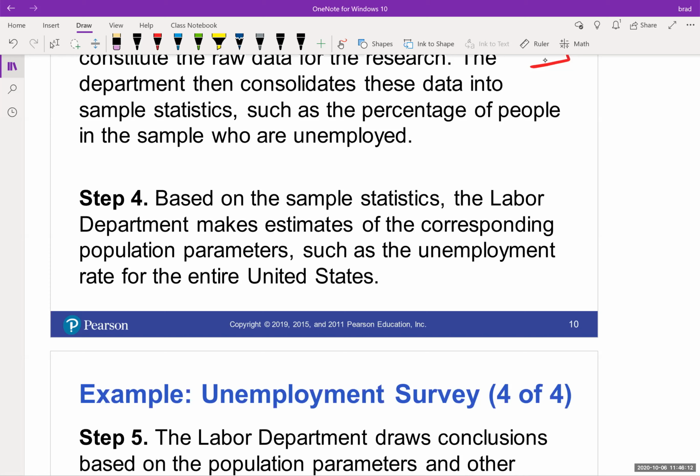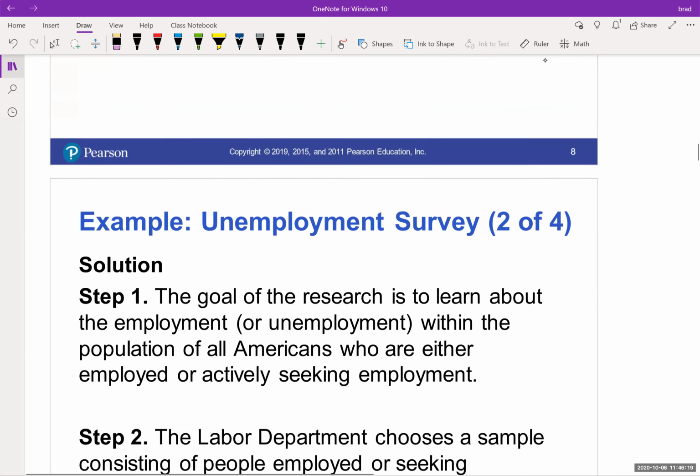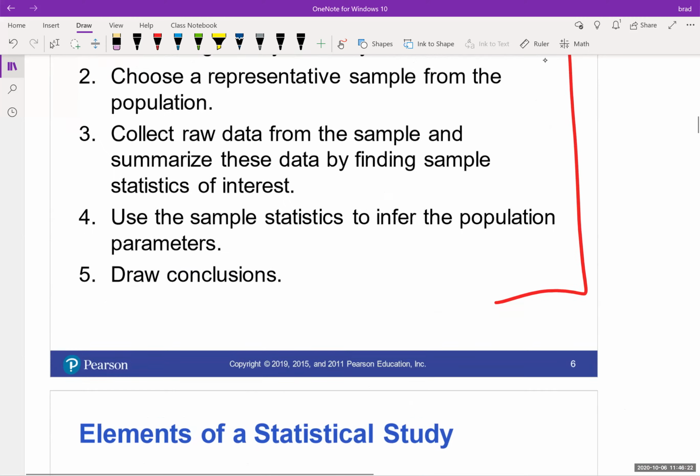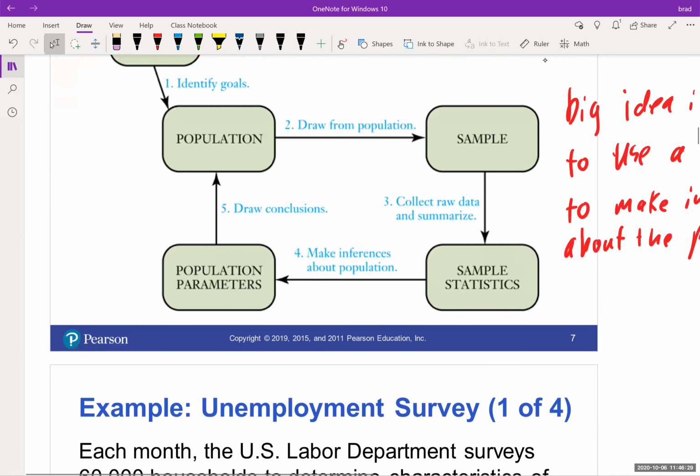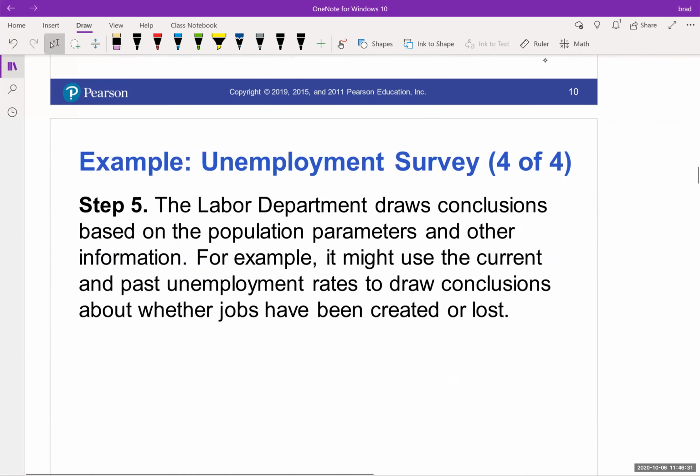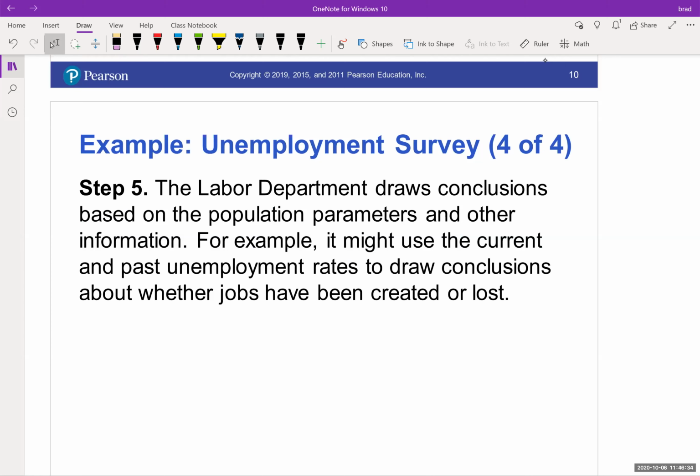But basically, in step 4, this is where we're trying to use the sample statistic to infer about the population, okay? So the data that we're gathering, we hope it leads us to something. And then it says the Labor Department draws conclusions based on the population parameter and other information. For example, it might use the current and past unemployment rates to draw conclusions about whether jobs have been created or lost. This happens all the time, and people try to mislead you with statistics.